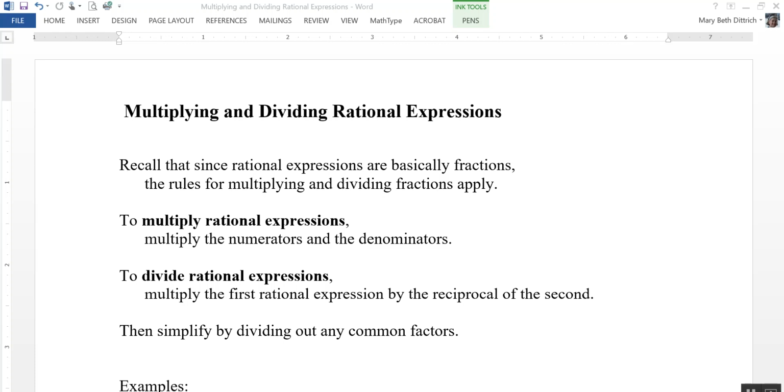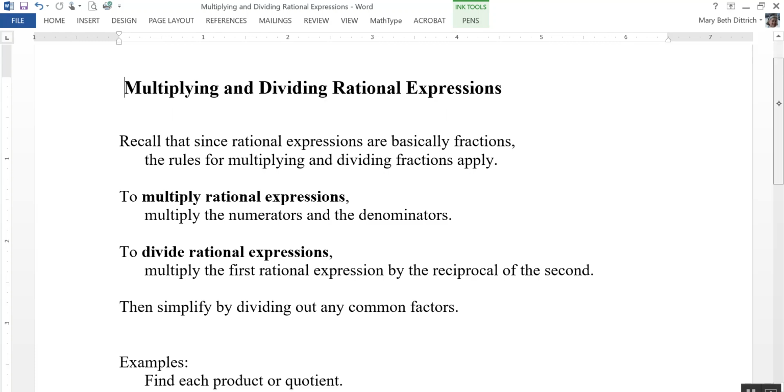And when you're doing this, you may want to actually factor the polynomials first. Then simply divide out any common factors. Let's take a look at several examples here.